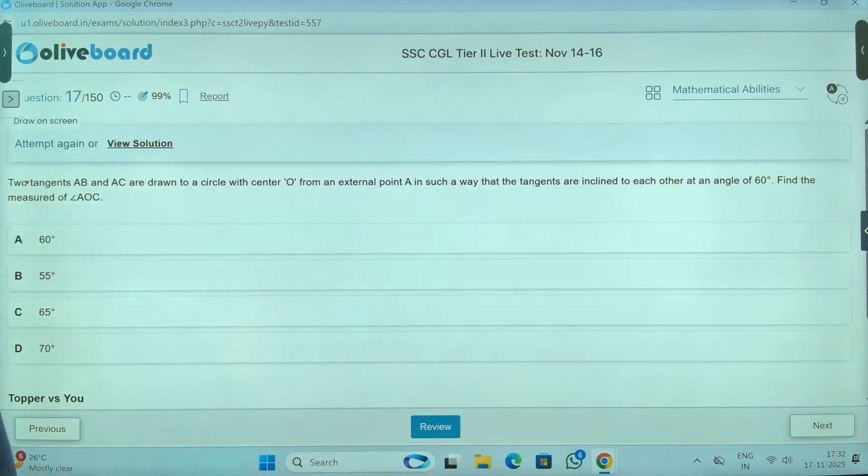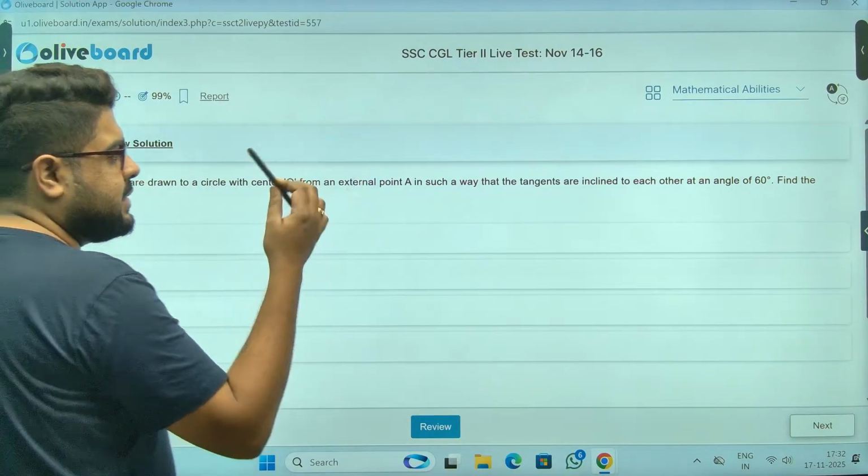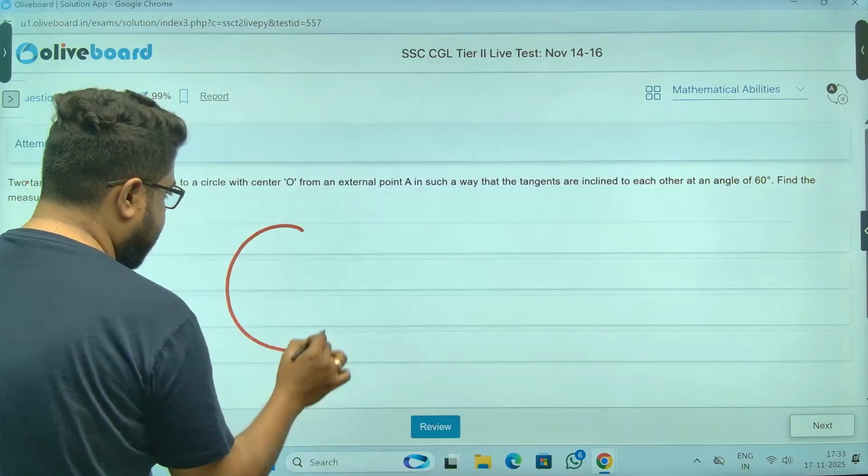Two tangents, AB and AC, drawn to a circle, this. Achha. External points.